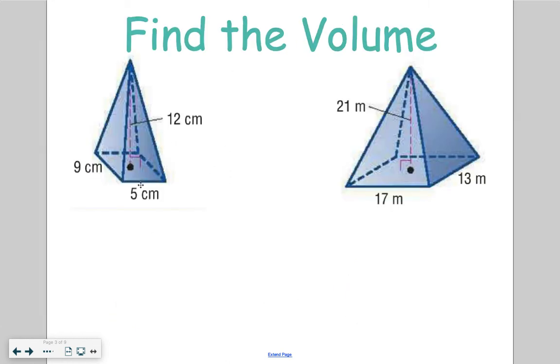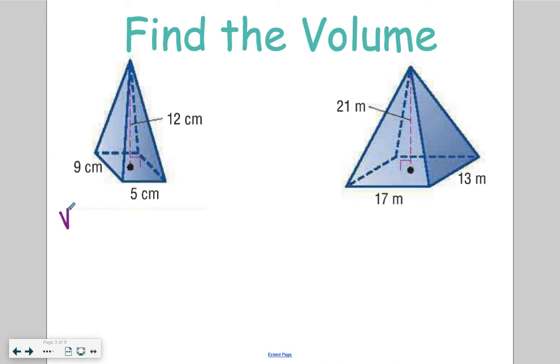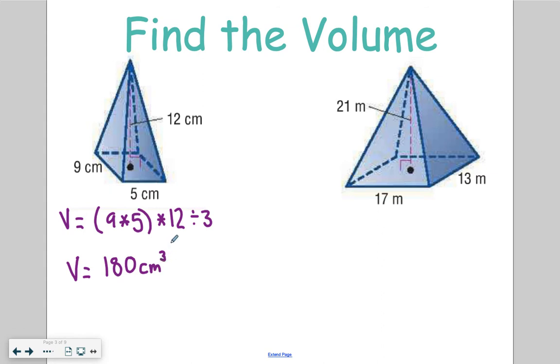So, for example, in this first one, we look at the bottom and we notice that it is a rectangular pyramid. So I'm going to go ahead and say that volume is equal to, in parentheses, the area of that bottom, so 9 times 5, base times height, and then times the height of the pyramid, which is times 12, and then divided by 3. So that's going to give me my volume for this first pyramid, which is going to equal 180, and then again, the label should be cubed, just like all of our other volume expressions that we've done so far.